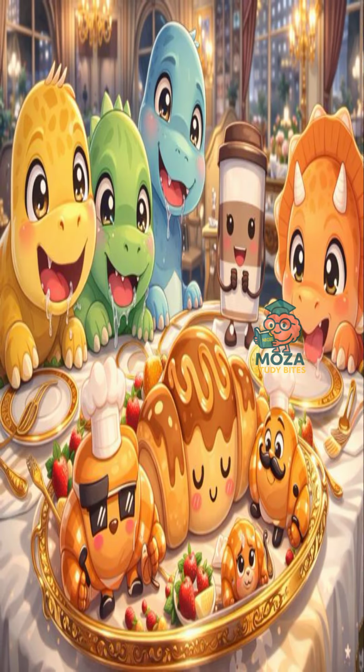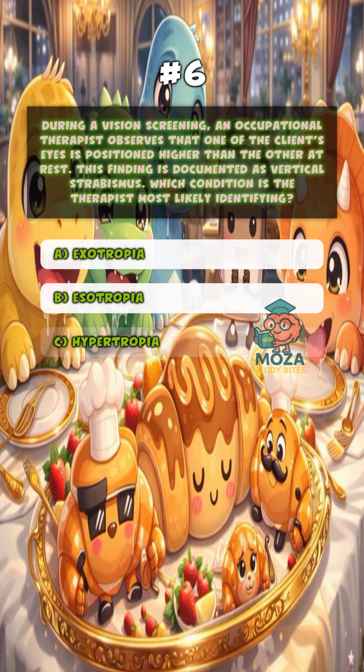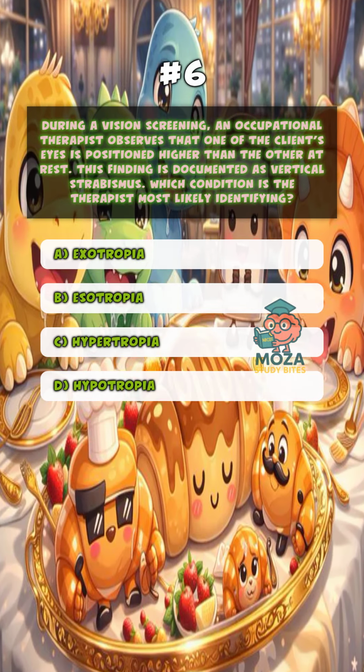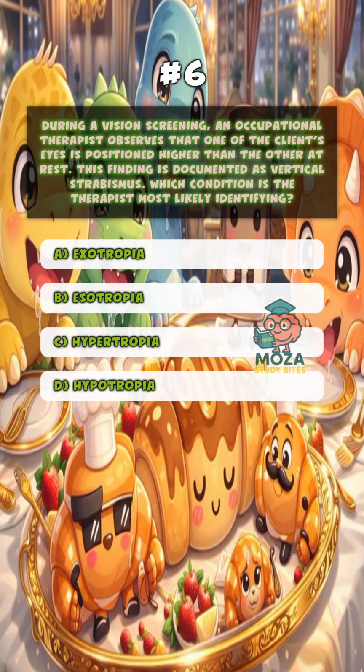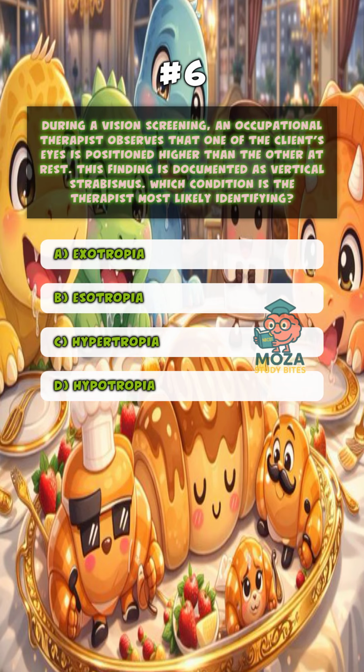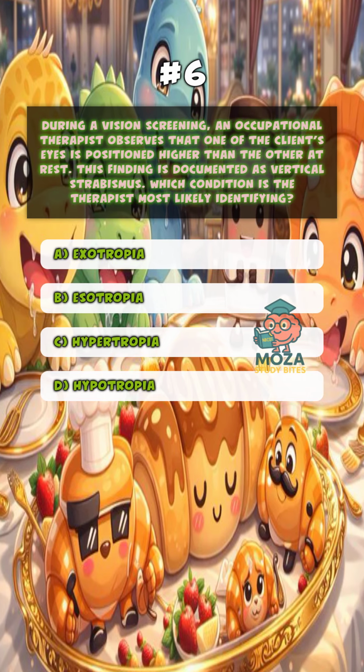C. Hypertropia. During a vision screening, an occupational therapist observes that one of the client's eyes is positioned higher than the other at rest. This finding is documented as vertical strabismus. Which condition is the therapist most likely identifying?